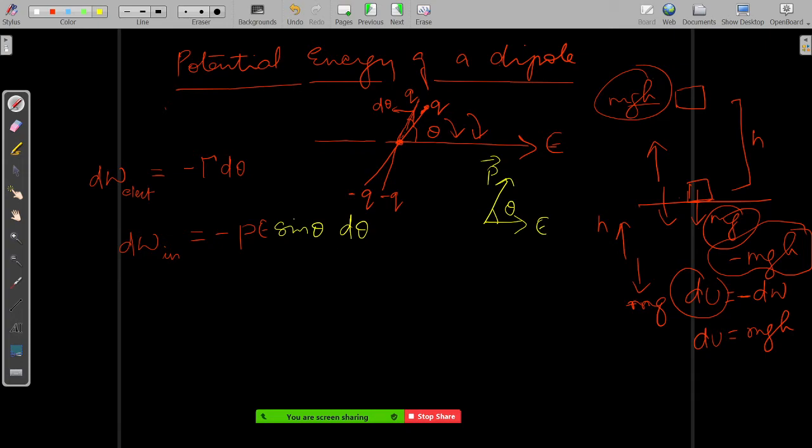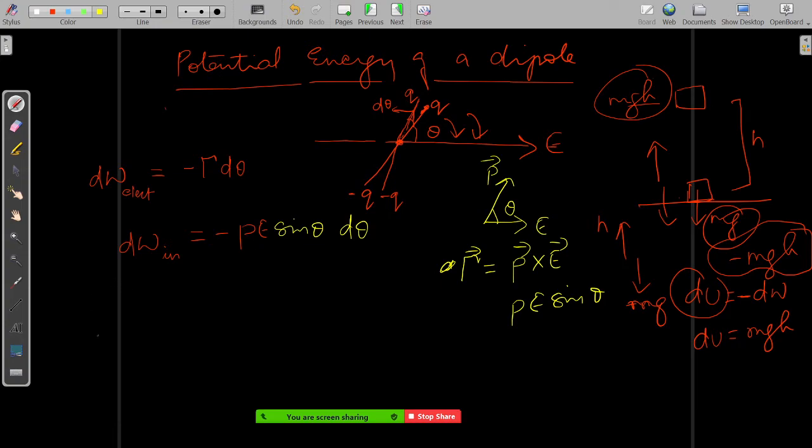So the work done basically is torque times d theta. Torque is equal to P cross E, right? So the cross product is what? P E sine theta, no? So this is basically a small work done by the internal force.